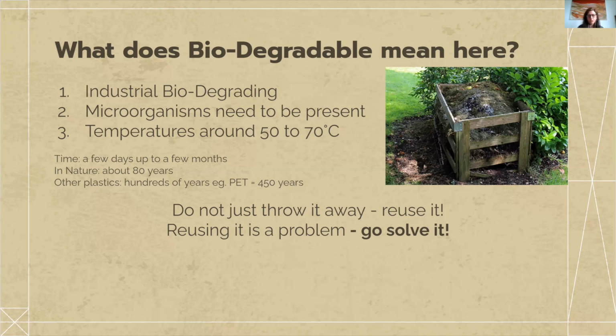If you just throw it into the wild, more or less, then it takes about 80 years to biodegrade, which is still super quick because PET bottles, for example, take 450 years to biodegrade. So 80 years is still a fraction of that. And a compost would be even better because it needs microorganisms to degrade, and it needs about 50 to 70 degrees for those microorganisms to live. And for all of that you have an industrial compost.